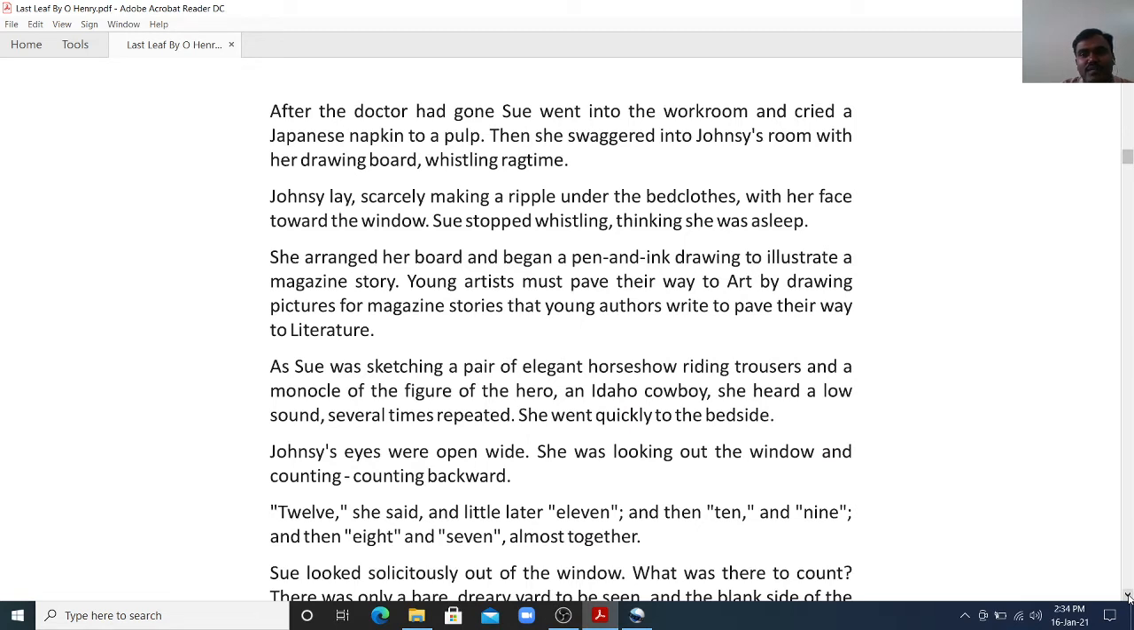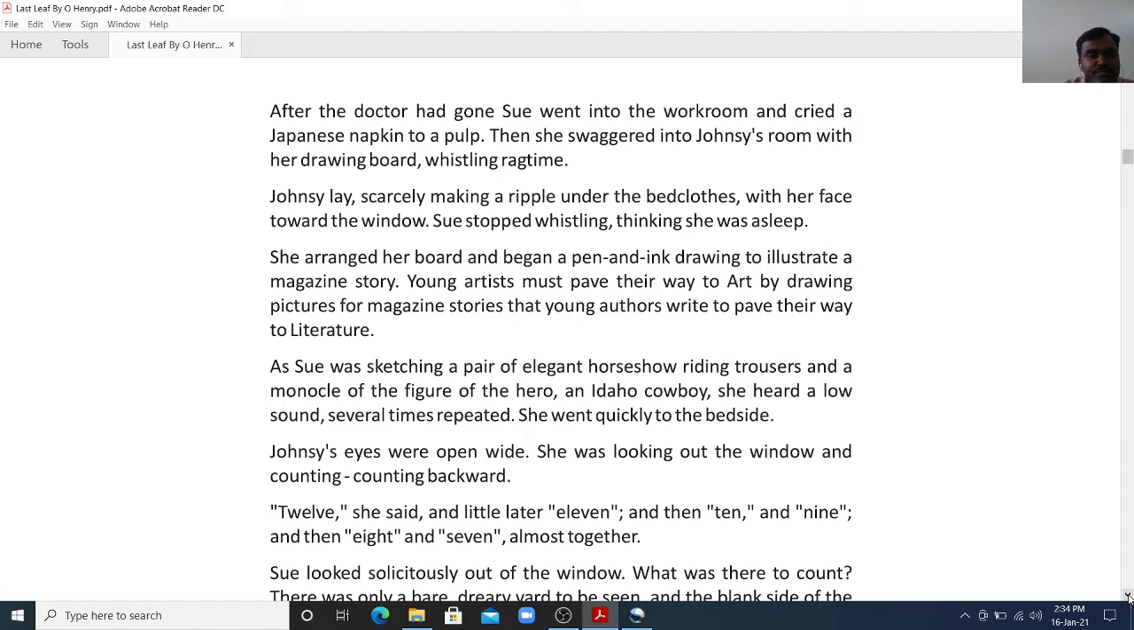Then she swaggered into Johnsy's room with her drawing board, whistling ragtime. Swagger means she walked very confidently into Johnsy's room with a drawing board. As the doctor suggested, she doesn't want to leave Johnsy alone. And whistling ragtime, a kind of lively music. When we are very free and lively, we often tend to sing some tune. So she was having some tune in her mouth.